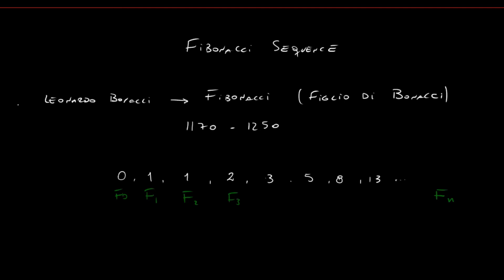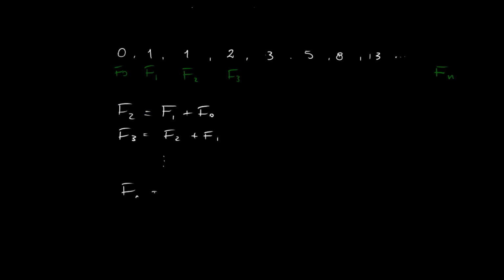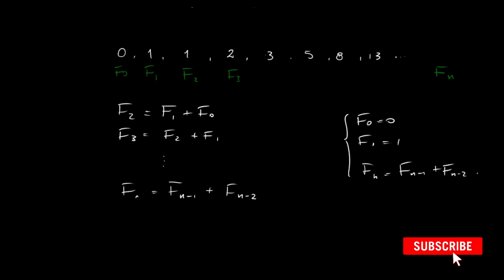So what this sequence has, as we said, is that f2 is the sum of f1 plus f0. f3 is the sum of f2 plus f1. And so fn is the sum of fn minus 1 plus fn minus 2. So the way we can define the Fibonacci sequence is saying that f0 is 0, f1 is 1, and fn is fn minus 1 plus fn minus 2 for all n greater than 1.